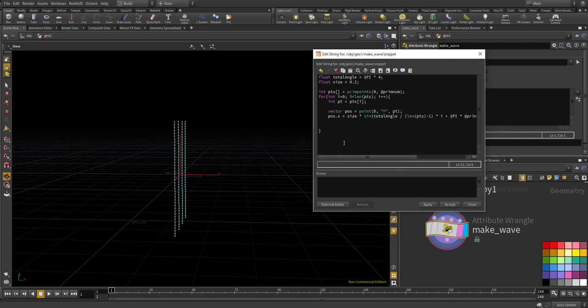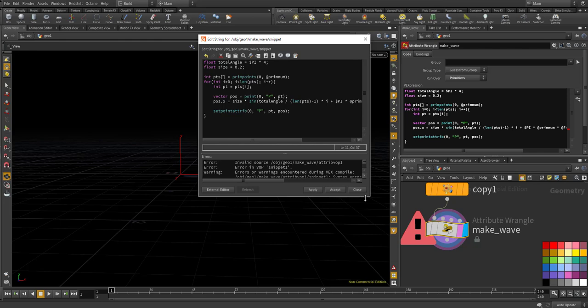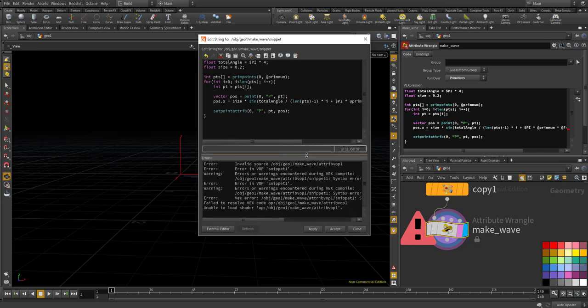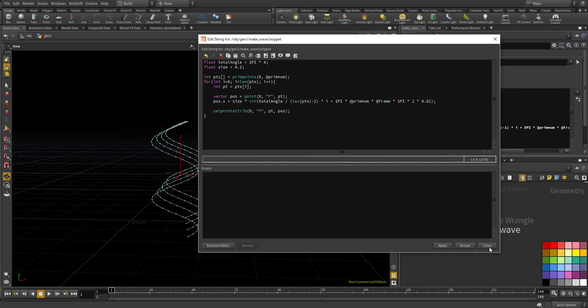And finally, set the point position to the new position. Alright, okay, I got the error. What does it say? Okay, seems I'm missing a semicolon somewhere, or parentheses. Maybe I don't need this. Alright. Okay.